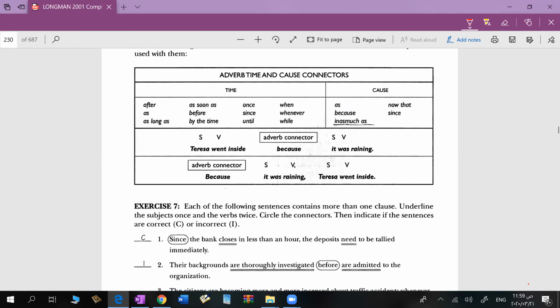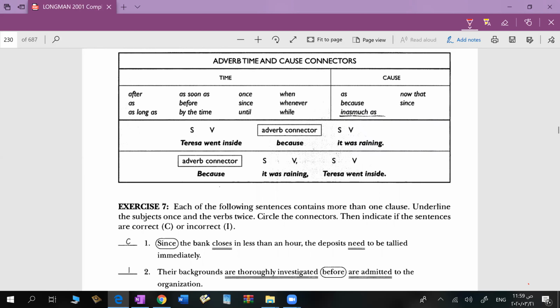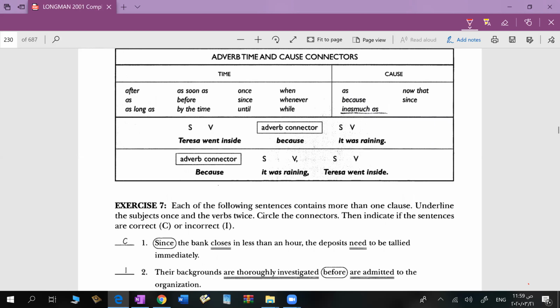This is a very good table made by Deborah Phillips to show kinds of subordinate connectors or adverbs of time and phrase. Of time and cause, like after, as means because, as long as you love me, you'll know it. As soon as I arrive, I will go home. Before, by the time, once means like if, since, until, when, whenever, while. They all indicate time. Cause: as, because, in as much as.